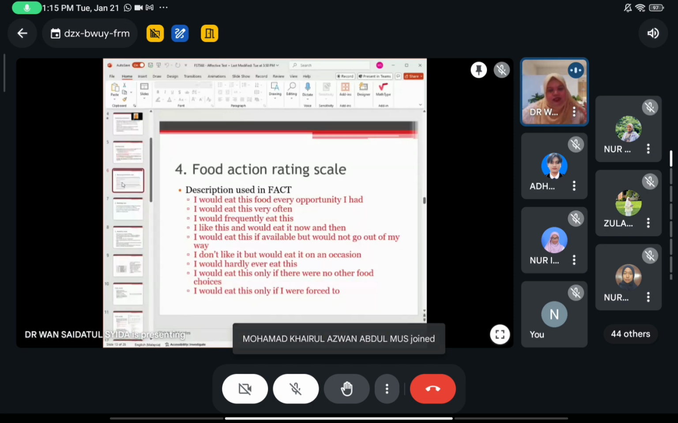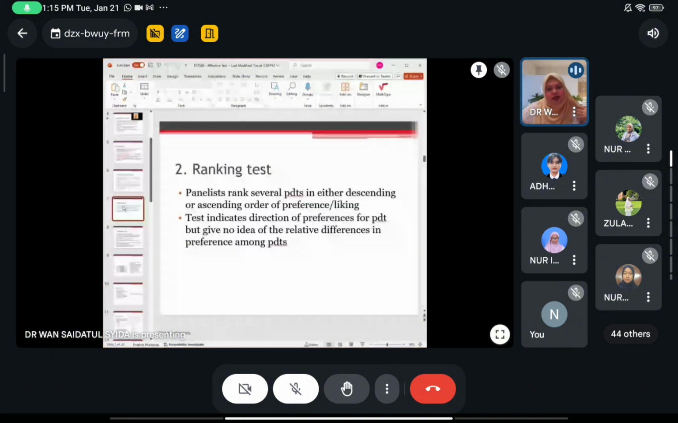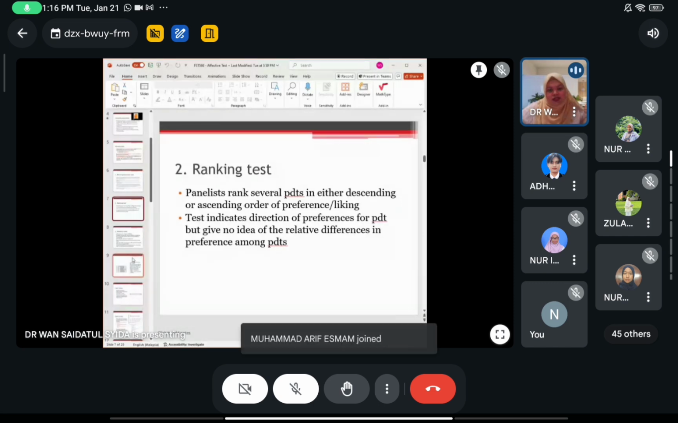Basically, you only have four. So the same as different tests, you need to know the similarity, the differences, the principles, how many samples the panel has to receive. Okay, ranking test: what do you measure, what will be the method, what will be the principle of the ranking test.